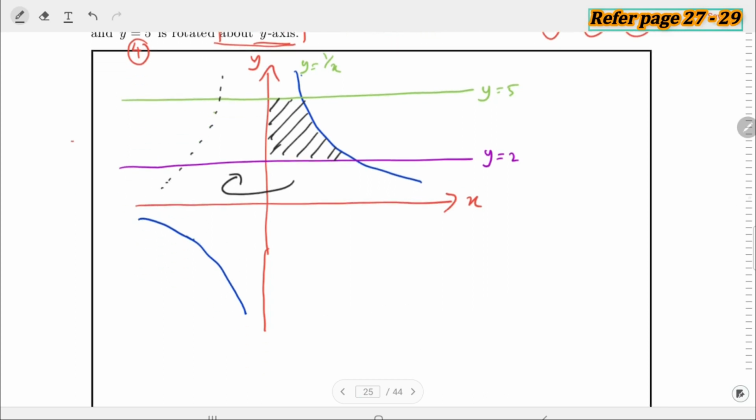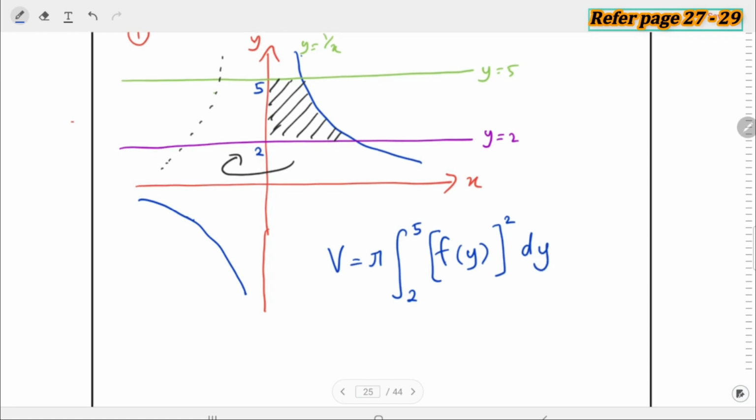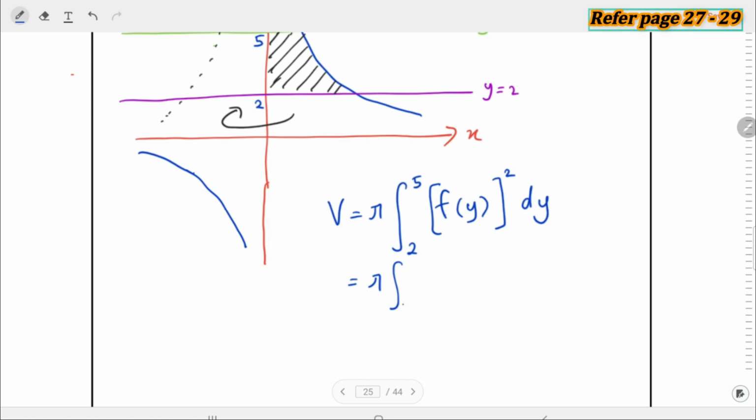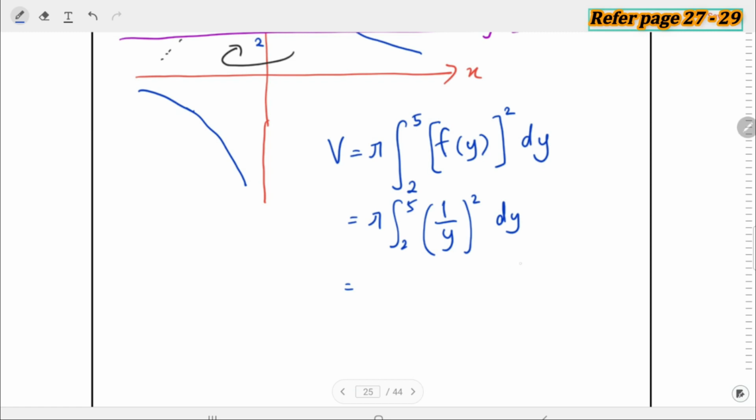Now we find the volume. Volume equals, so always put your pi in front here, from the limits, which we know are 2 and 5. So from 2 to 5 of the function of y, to be squared, with respect to y, because it is rotated about the y-axis. Now the function is 1 over y. So I integrate this, changing to index form for easier integration.